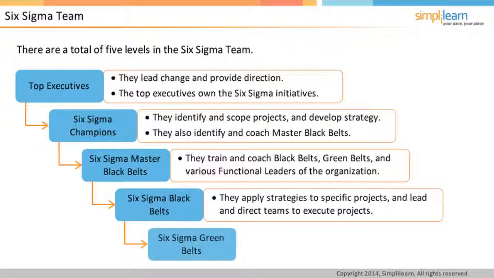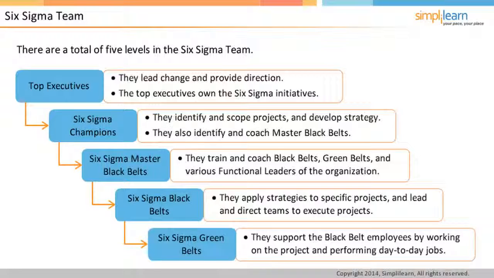Finally, there are Six Sigma Green Belts. They support the Black Belt employees by participating in project teams. Green Belts play a dual role. They work on the project and perform day-to-day jobs related to their work area. In the next screen, we will understand the drivers and metrics of organizational strategy.